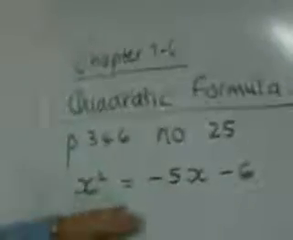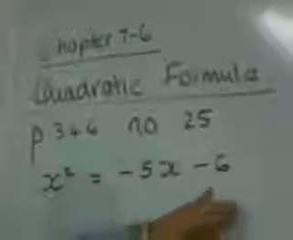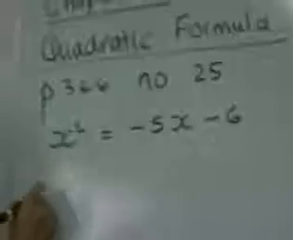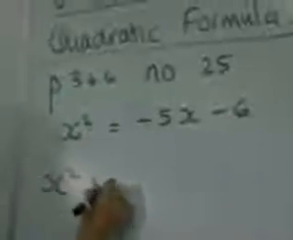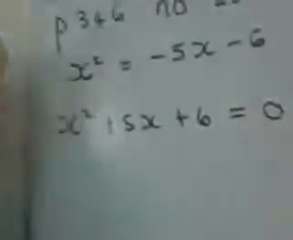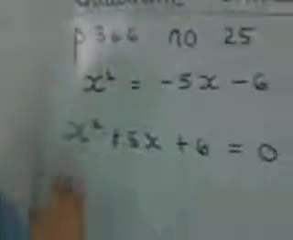Okay, so they give us an equation here, x squared plus 5x is equal to minus 6. In order to use the quadratic formula, I have to change this around. I have to take this to the other side. I have to say x squared plus 5x plus 6 is equal to 0. For the quadratic formula, I always have to have my equation equal to 0. What is the reason for that? The reason for that is simple. Let's just quickly show you.